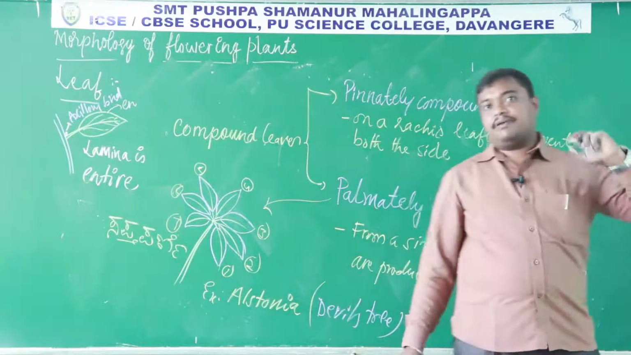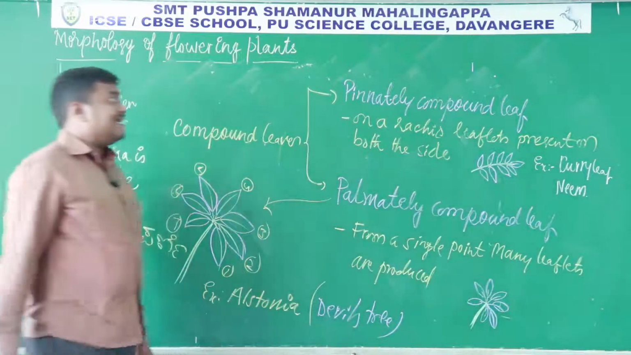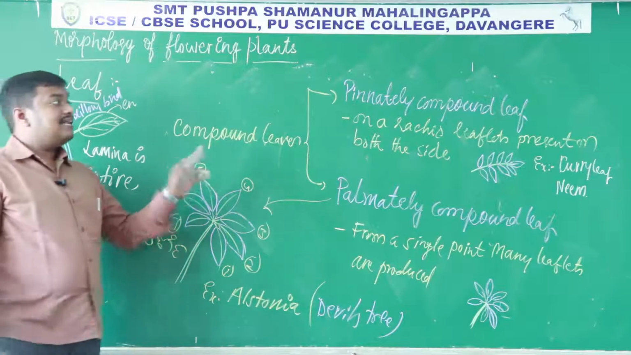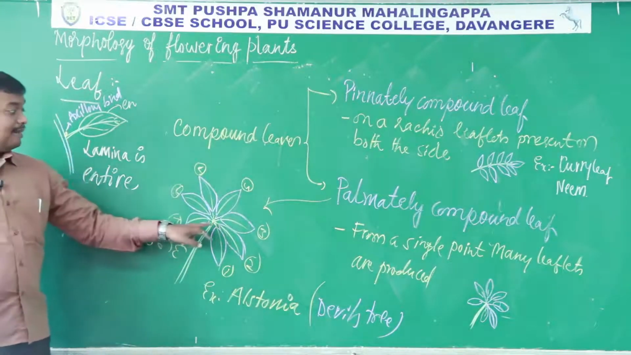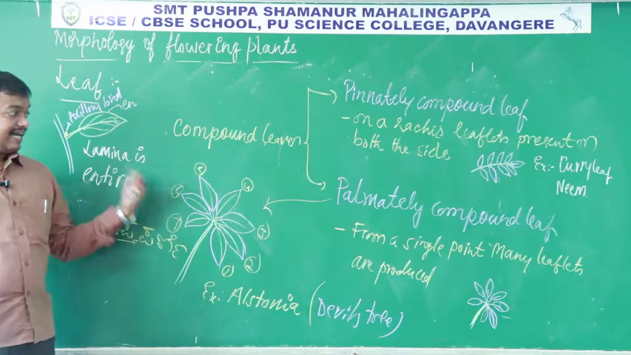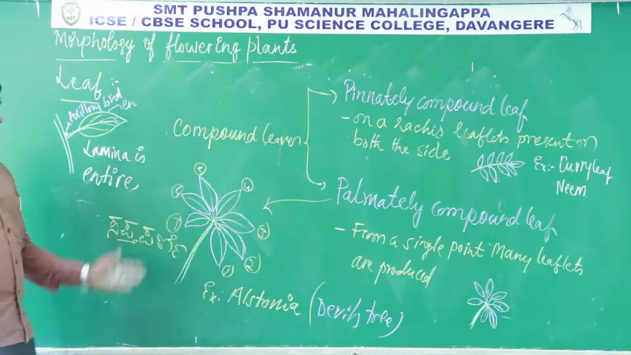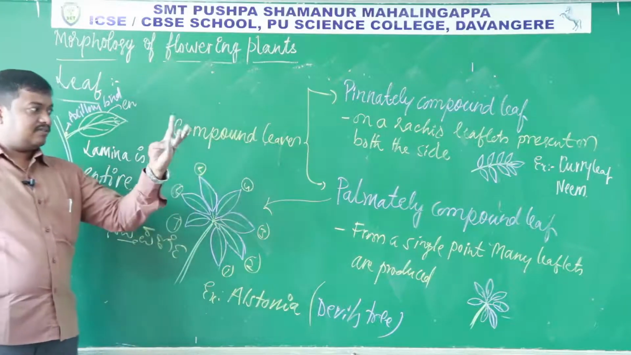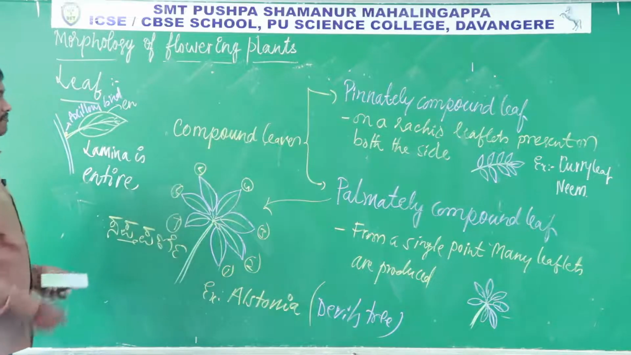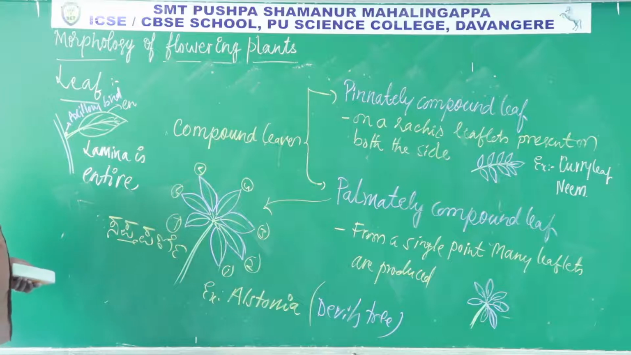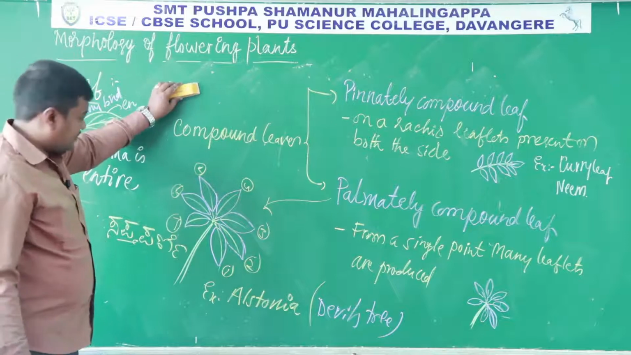So compound leaf can be of 2 types again: pinnately compound leaves and palmately compound leaves. In a pinnately compound leaf, on a rachis many leaflets are produced on both the sides, whereas in a palmately compound leaf, from a single point many leaflets are produced. So that is called palmately compound leaf. Palm means hand, like a palm, it looks like a hand. So that is about simple, palmately compound and pinnately compound leaf. Okay, yeah, that's it.